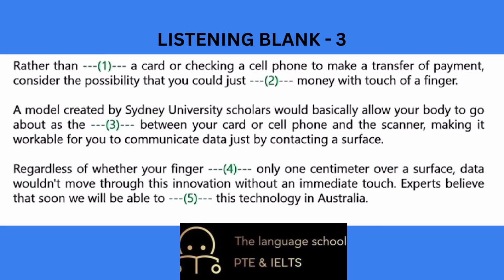Rather than embedding a card or checking a cell phone to make a transfer of payment, consider the possibility that you could just transfer money with the touch of a finger. A model created by Sydney University scholars would basically allow your body to go about as the connection between your card or cell phone and the scanner, making it workable for you to communicate data just by contacting a surface. Regardless of whether your finger drifted only 1 centimeter over a surface, data wouldn't move through this innovation without an immediate touch. Experts believe that soon we will be able to access this technology in Australia.